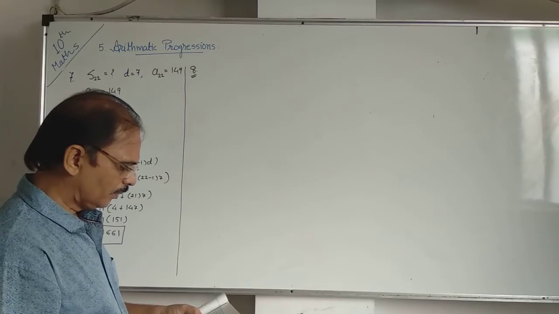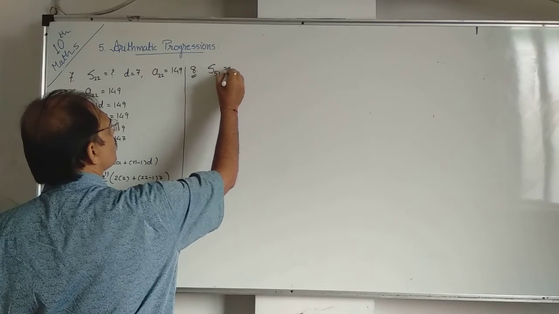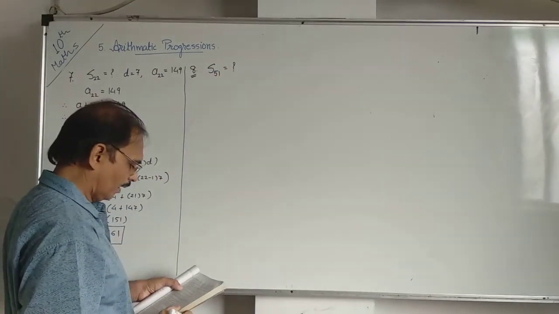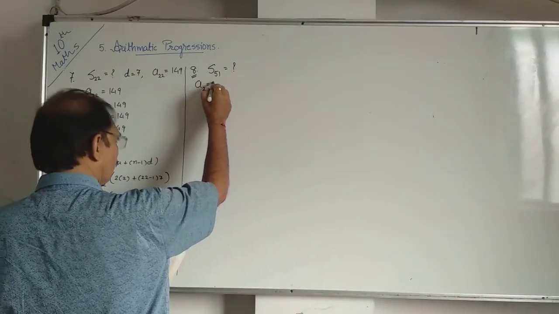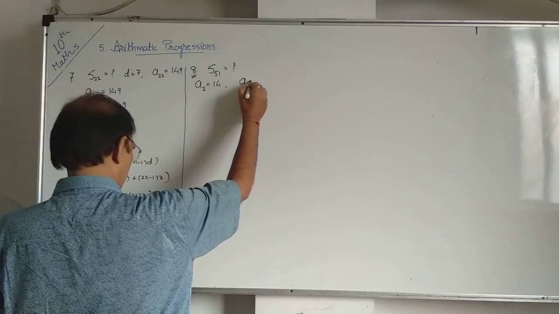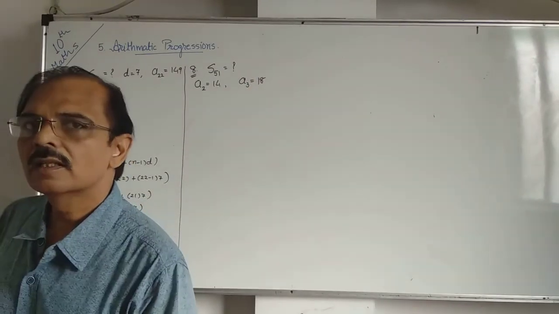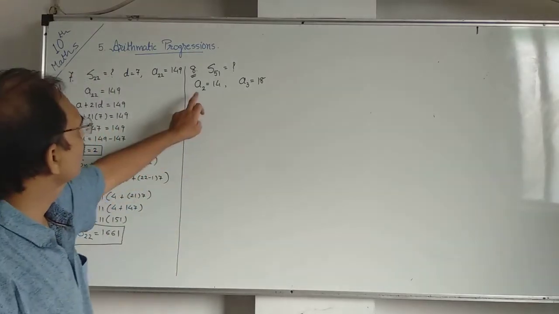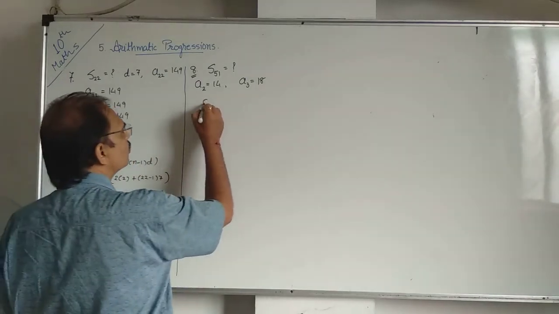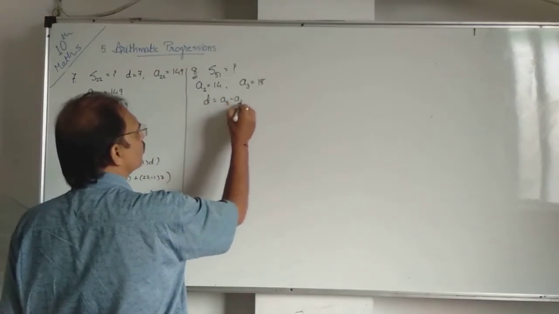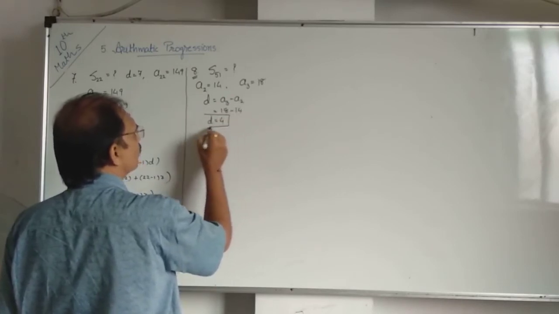Now number 8. Find the sum of first 51 terms of an AP whose second and third terms are given: the second term A2 is 14 and the third term A3 is 18 respectively. Both are consecutive terms, so from this you can directly derive d. d equals A3 minus A2, 18 minus 14, which equals 4.